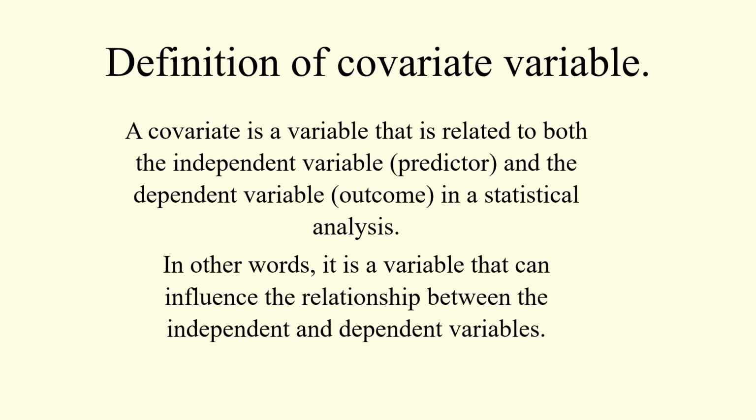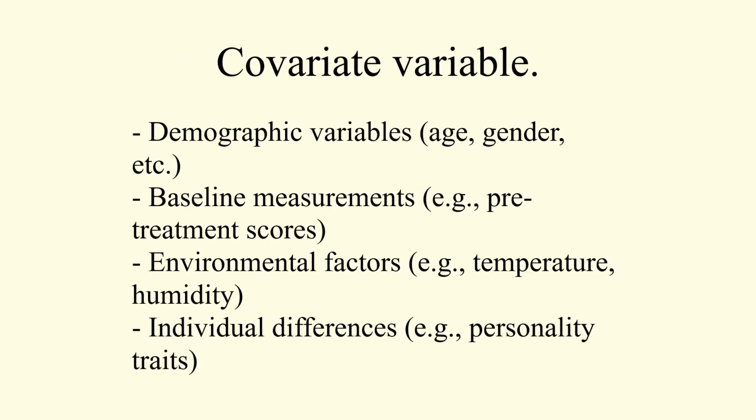Apart from the dependent and independent variable, we may have covariate variables and even confounding variables. A covariate is a variable that is related to both the independent variable and the dependent variable in a statistical analysis. In other words, it is a variable that can influence the relationship between the independent and the dependent variables. Examples can be age, gender, pre-treatment scores, temperature, humidity, and personality traits.